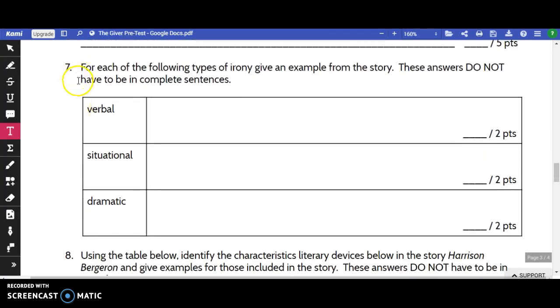7. For each of the following types of irony, give an example from the story. These answers do not have to be in complete sentences. The 3 types of irony are verbal, situational, and dramatic.